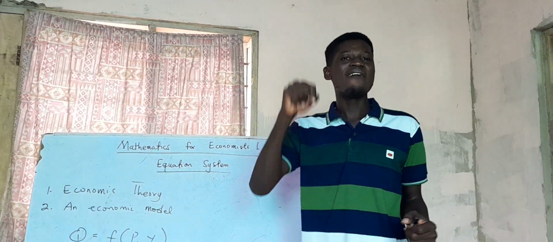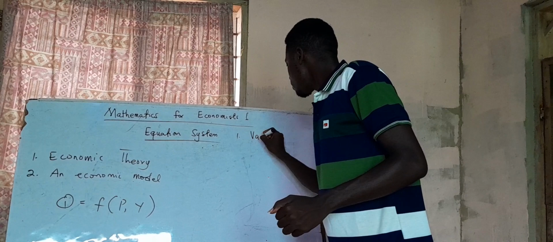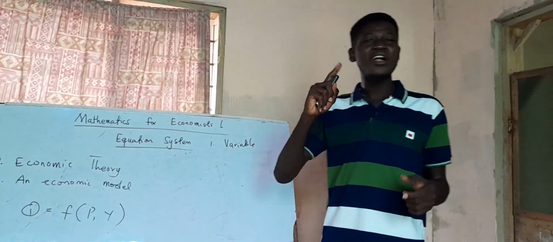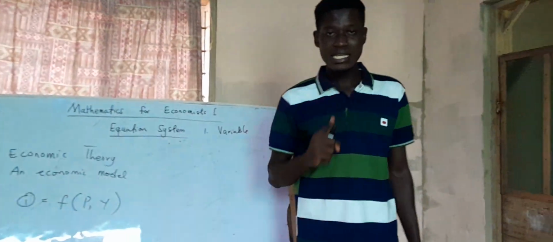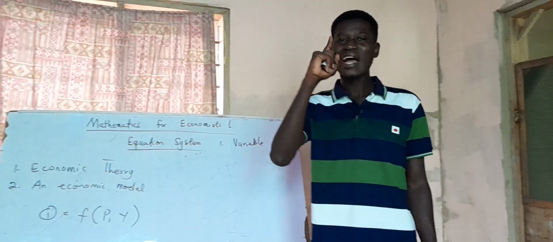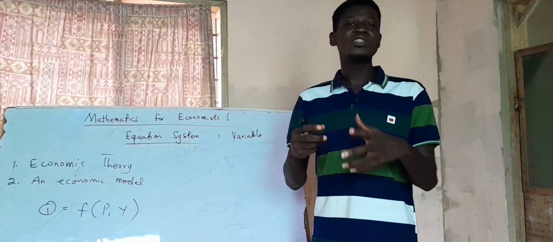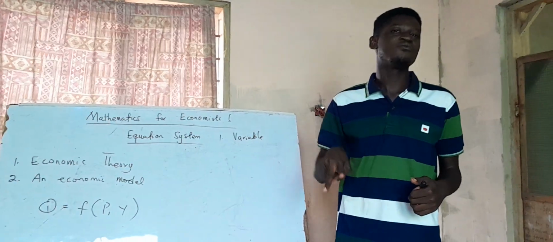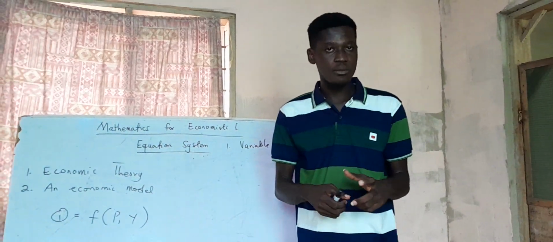When we talk about a variable as a component of an economic model, a variable is anything whose value continually changes. It doesn't have a fixed value. The values keep on changing. It takes on different values at different times. In economics, we consider two types of variables: endogenous variables and exogenous variables.